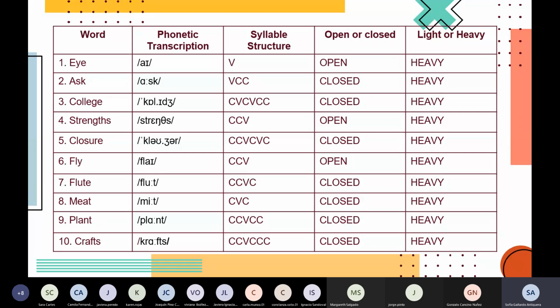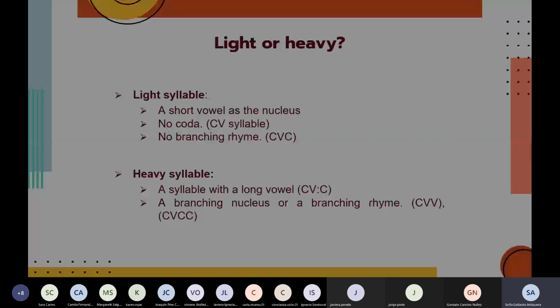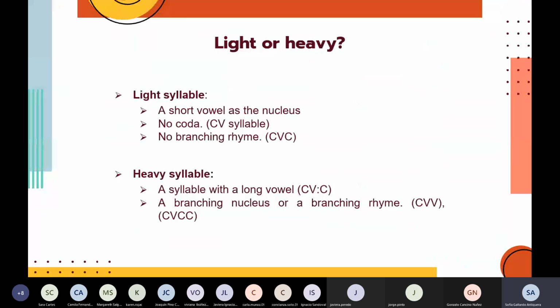I'm sorry. Do you have any questions about this? Do you still find it difficult about the heavy and light syllables? Yes, I would like some explanation with these examples regarding light and heavy, please. Yes, please. Okay, so let's review. If you want, we can go back in the slides. So as I told you before, a light syllable could have a short vowel, or can have one consonant as the onset or coda.